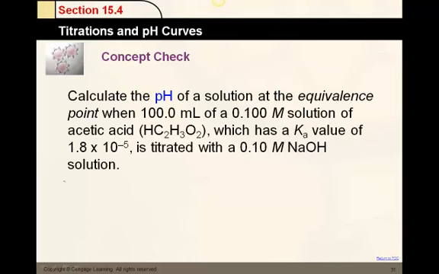And then the last question of this section is calculating the pH of a solution at the equivalence point. That's where the hydrogen and hydroxide are equivalent. So when we have 100 milliliters of a 0.1 molar solution of acetic acid, which has a Ka value, that again, and it's titrated with 0.1 molar NaOH. Now in my previous reaction, HC2H3O2 and OH negative, remember initially I had 0.0667 as my molarity of the acid. It's the same situation here.